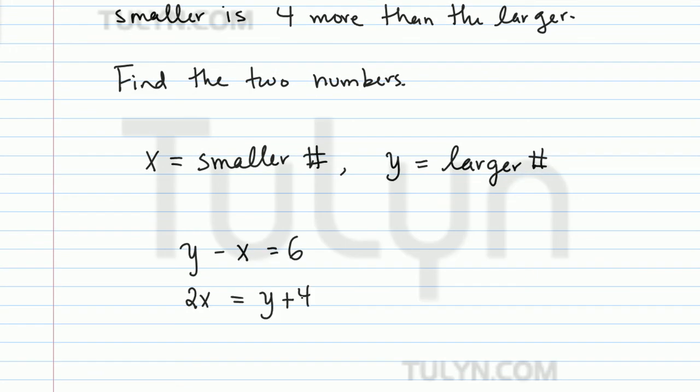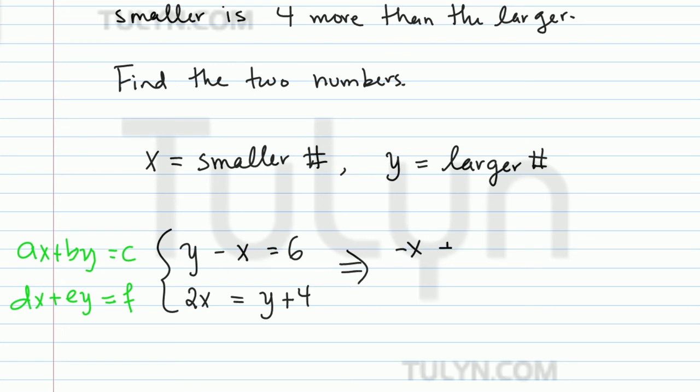Now, these are all kind of written strange, and usually when we have a system of equations, it looks like ax plus by is equal to c, and then dx plus ey is equal to f. So let's write it in that form so that we can see what we're working with. So we have minus x plus y is equal to 6 is our first equation. And then for the second equation, I'm just going to subtract y from both sides. So we get 2x minus y is equal to 4.